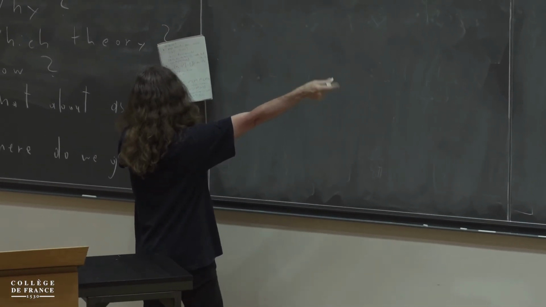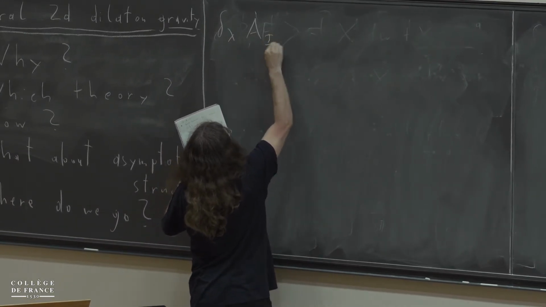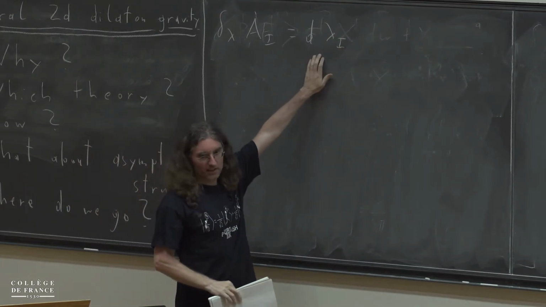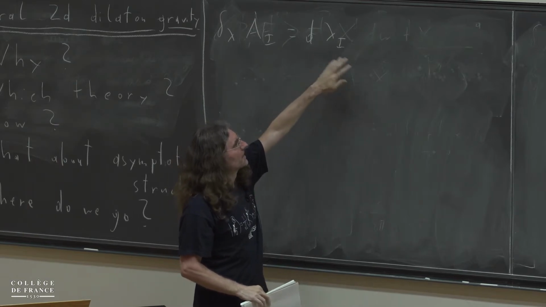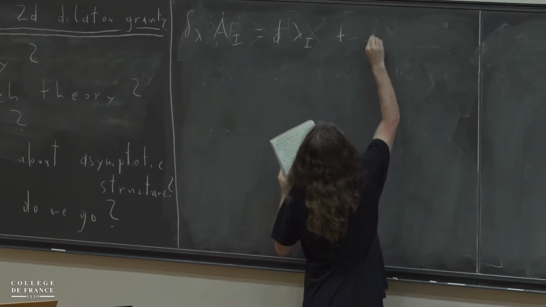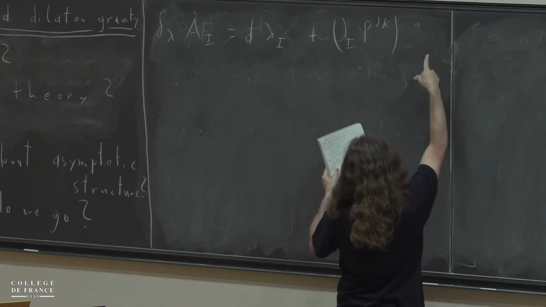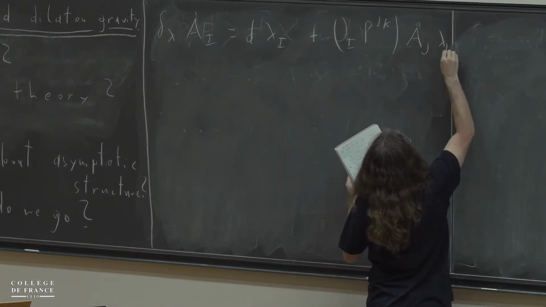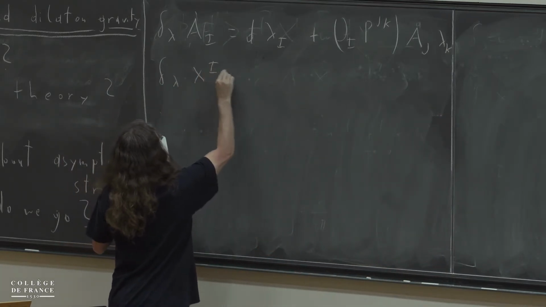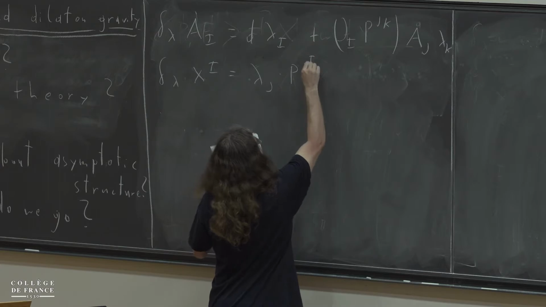So the claim is that any Poisson sigma model has the following gauge symmetries. Delta lambda of A_i is dλ_i. So you have the usual abelian part of a gauge transformation, the one that was also present in Marc's talk in the Chern-Simons theory. But then you have an additional term, ∂_i p^{jk}, contracted with A_j and λ_k. And I'll comment on this in a second. And delta lambda of ξ^i is just given by the contraction of λ_j with the Poisson tensor p^{ij}.